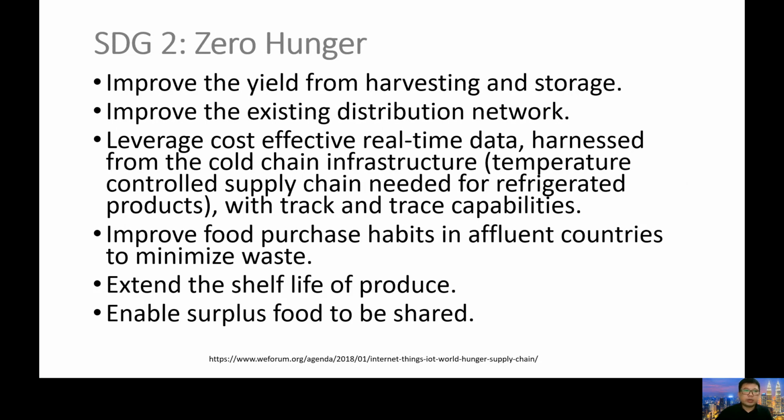For SDG 2, Zero Hunger, IoT can be used to improve the yield from harvesting and storage. Next, it can also be used to improve the existing distribution network of food and leverage cost-effective real-time data harnessed from the cold chain infrastructure with track and trace capabilities to make sure the food is fresh and safe to consume. Next, the IoT can be used to improve food purchase habits in affluent countries to minimize waste. Next, the IoT can be used to extend the shelf life of produce because it is able to monitor the food in real time. And lastly, the IoT can also enable surplus food to be shared with others.